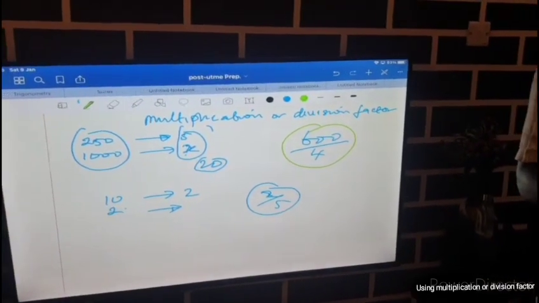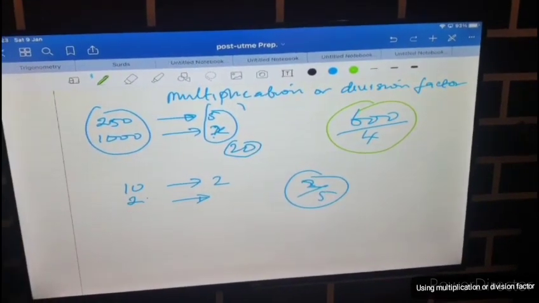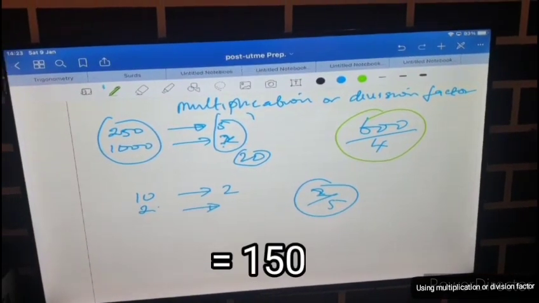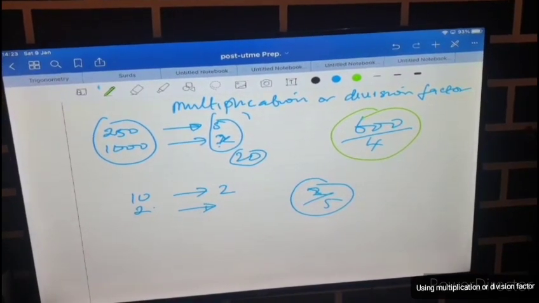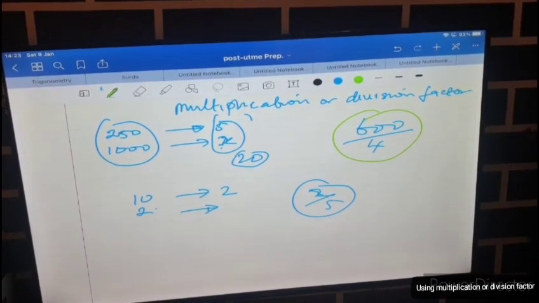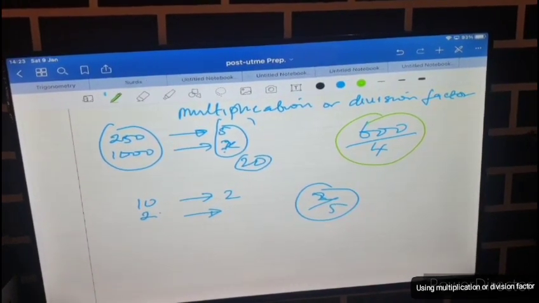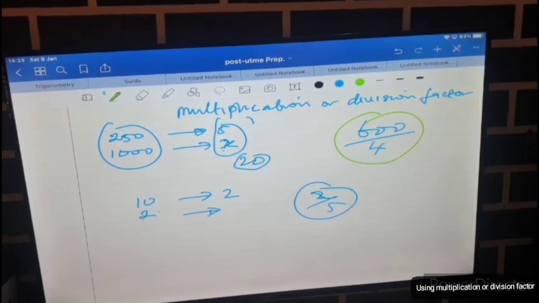So if you look at the options, if you find out that maybe other options have something that is up to 200 except one option, you now choose that option because automatically 600 divided by 4 can never be up to 200 except that one option. So that's another thing. Let's use this and solve some questions.